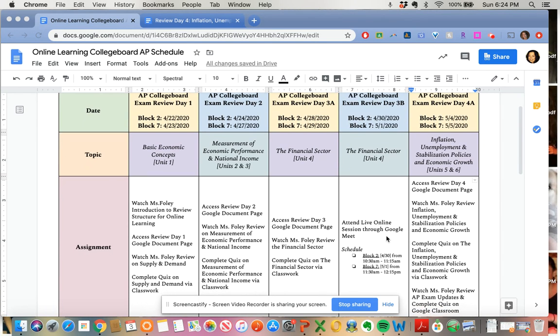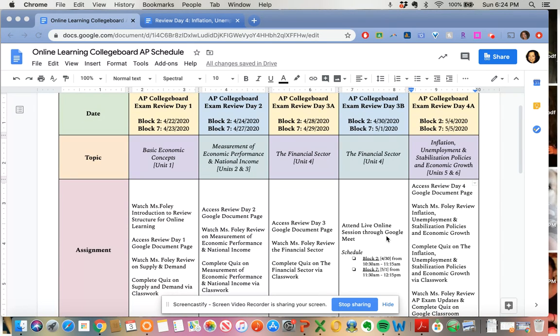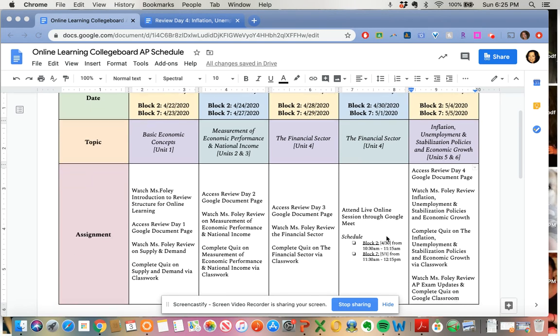The topics that we're going to cover are Unit 5, Inflation, Unemployment, and Stabilization Policies, and Unit 6, Economic Growth. If you remember, there is not going to be any Unit 7 on your AP exam this year. So this will be the total amount of macroeconomics content. Here is your checklist, what you need to worry about for today.